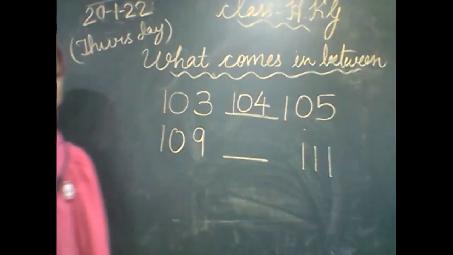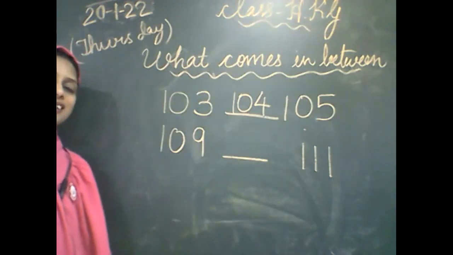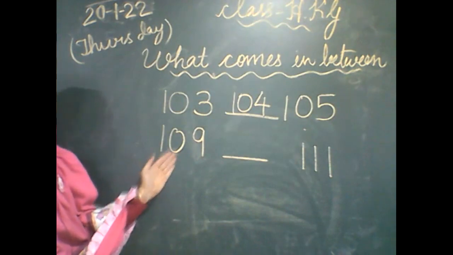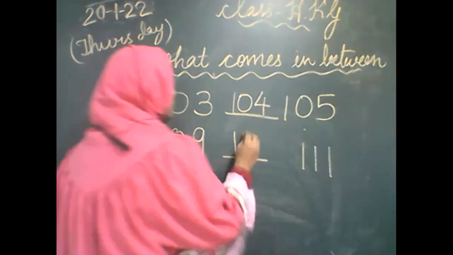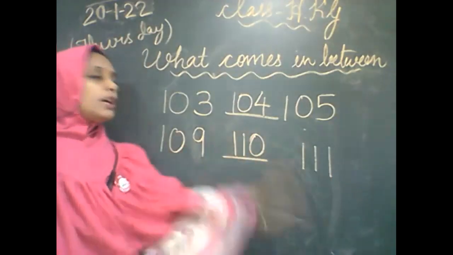The next one is 109 and 111. So now you have to write down what comes between 109 and 111. For that also say the counting. 101, 102, 103, 104, 105, 106, 107, 108, 109, and what comes after 109? 110. So 110 comes in between 109 and 111.